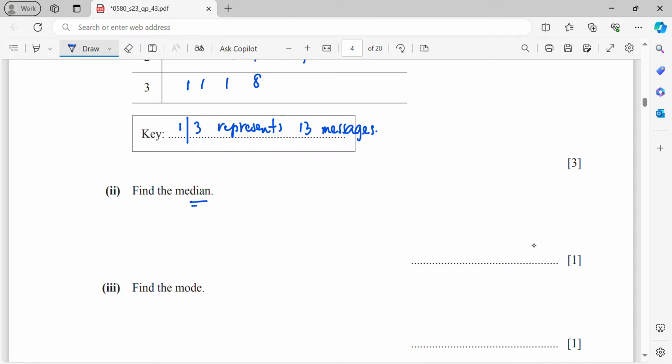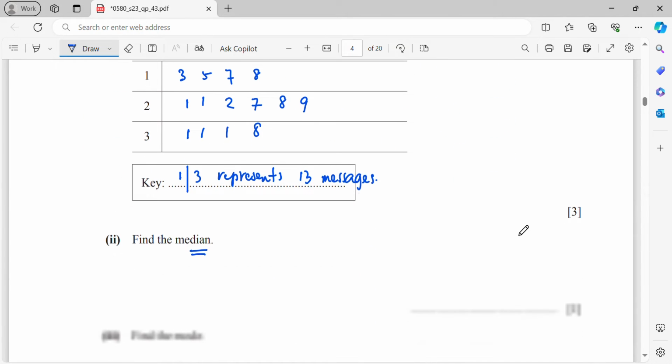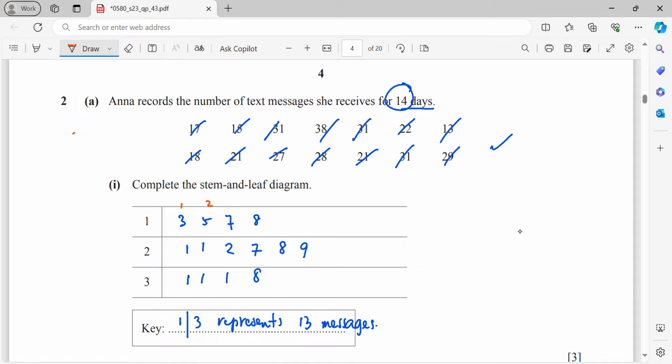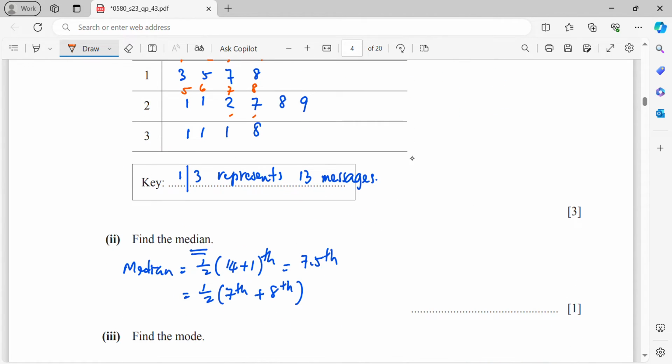Okay, now part 2, find the median. Because we know that there are a total of 14 days, the median is half of 14 plus 1 theta. That means this is going to be 15 over 2, which is 7.5. So 7.5 means that it is the theta which is half of 7 plus 8. So theta 7 and 8. So this is 1, 2, 3, 4, 5, 6, 7, 8. So get the average of these two numbers. So that means 22 plus 27 divided by 2. That means this is going to be 49 over 2. Then you will get 24.5. So that is your median.